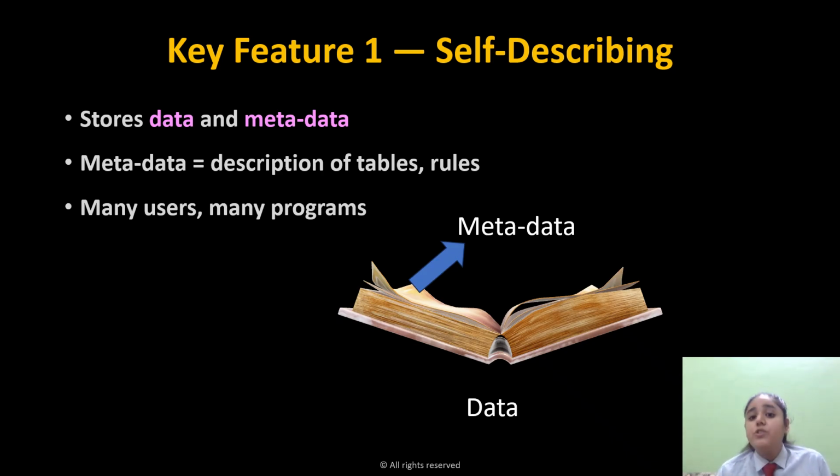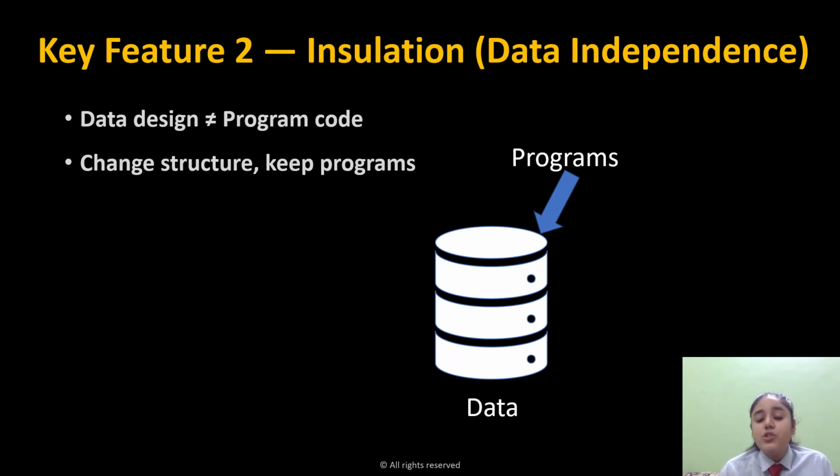The second feature of the database approach is insulation. The program is separate from the data. It does not affect the overall data. If we want to update the data, if we want to change a particular data, this does not affect the other data. It means data independence comes into existence.